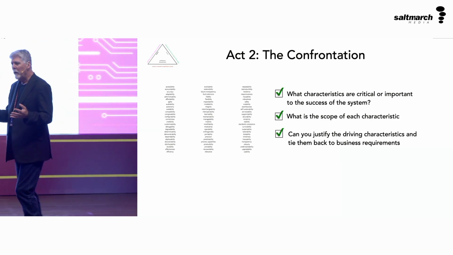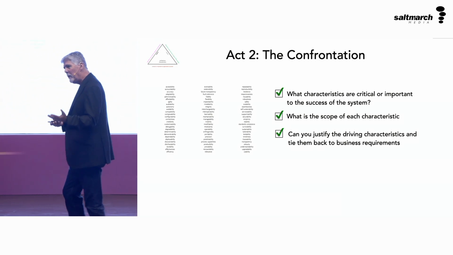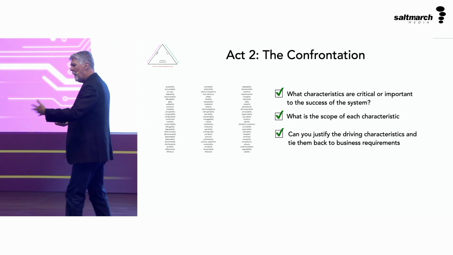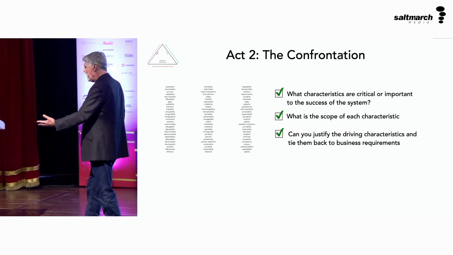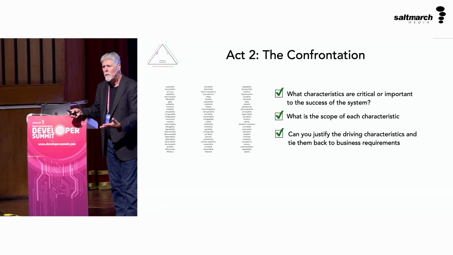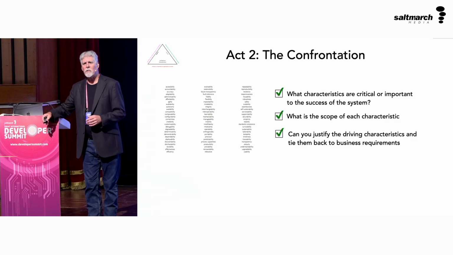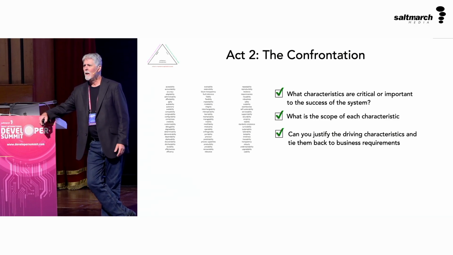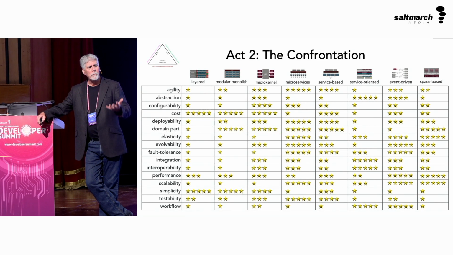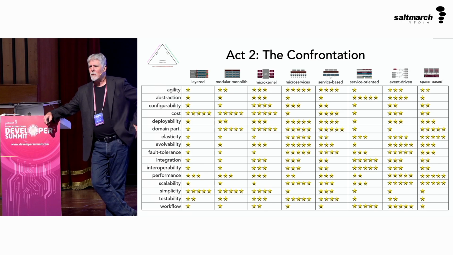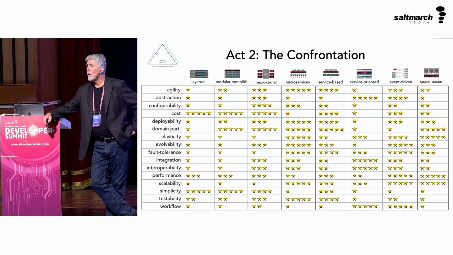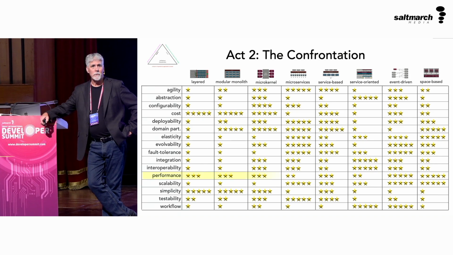But we ask, what is the scope of these characteristics? Can we justify them? We're saying all this stuff about the fact that we need scalability. Where's that coming from? The fact that you're mentioning performance here, where did you get that? And so we tie them back to those specific business requirements. This is a critical part of our architecture story, because it gives us our alternatives, because we know performance and scalability are really key in this system.